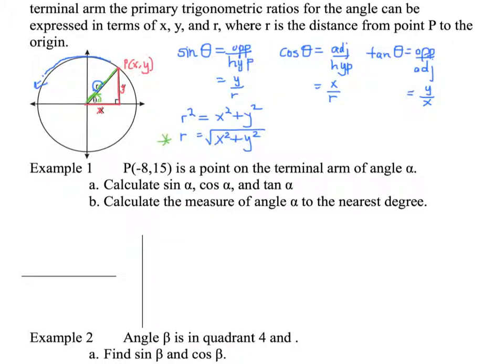So this example says P is the point negative 8, 15. And that's a point on the terminal arm of angle alpha. We are asked to calculate values for sine alpha, cosine alpha, and tan alpha. And we will leave those values in exact form.